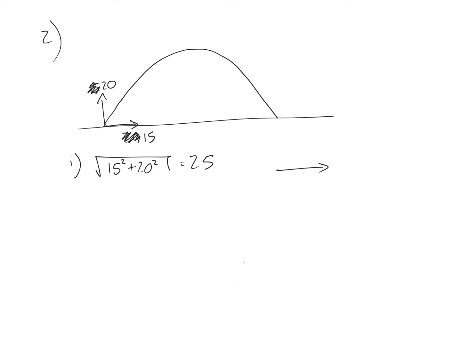The reasoning for that is we've got 15 in this direction, 20 in this direction. So our speed, our scalar, is in that direction. Okay, find the range and the flight time.